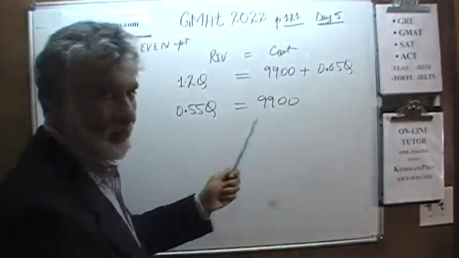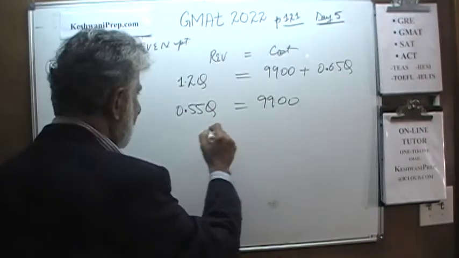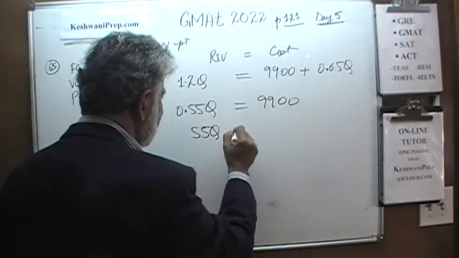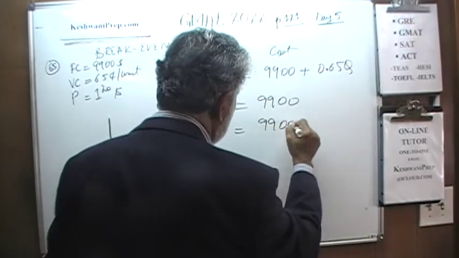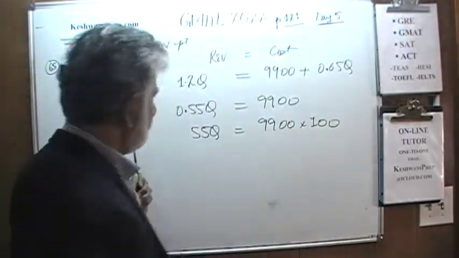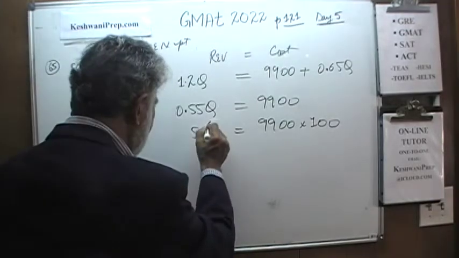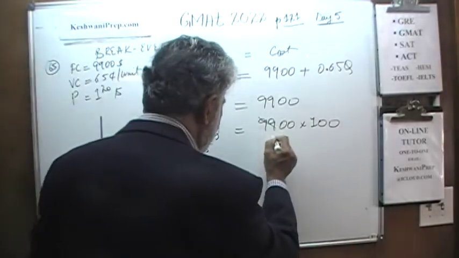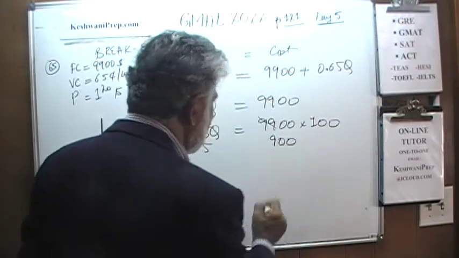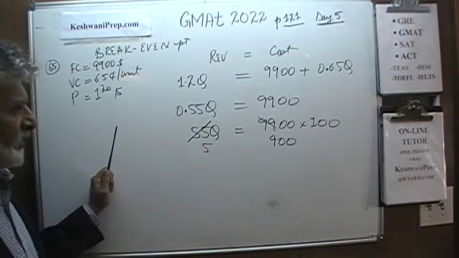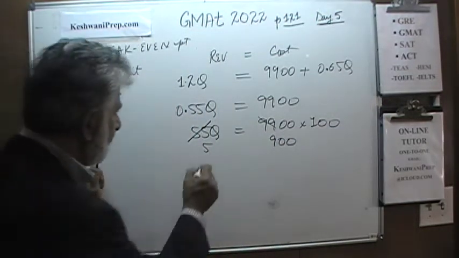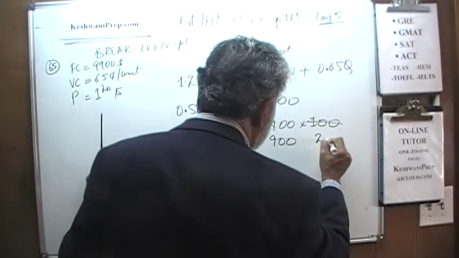9,900. Let's multiply both sides by 100. So it becomes 55 Q equals 9,900 times 100. Because we multiply both sides by 100, let's start dividing. Let's divide both sides by 11. So that becomes 5, and 99 is made up of 9 elevenths. Let's do one more time. Divide both sides by 5. It becomes 20. There you go.